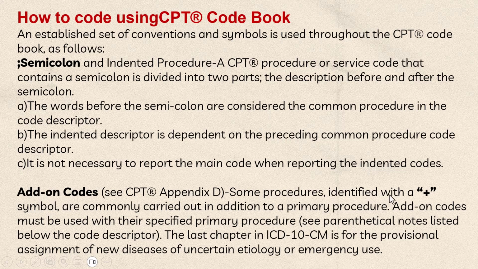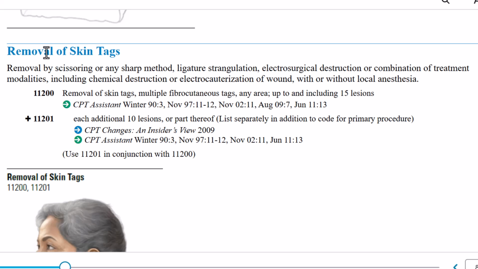Some procedures identified with a plus symbol are commonly carried out in addition to a primary procedure. Add-on codes must be used with their specific primary procedure. See the parenthetical notes listed below the code description. Let's see an example: removal of skin tags, 11200. Removal of skin tags, multiple fibrocutaneous tags, any area, semicolon, up to and including 15 lesions. The next code says plus 11201, each additional 10 lesions or part thereof. Within brackets, the parenthetical note says list separately in addition to code for primary procedure.